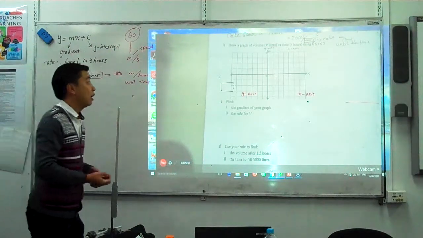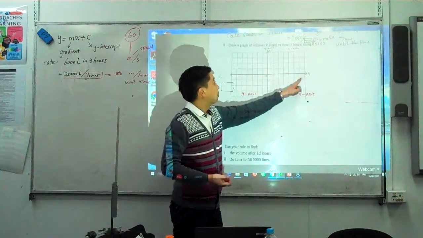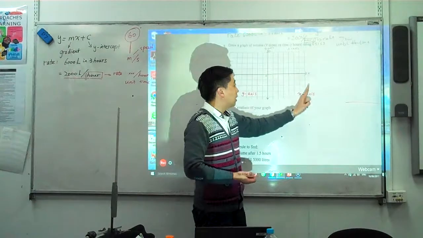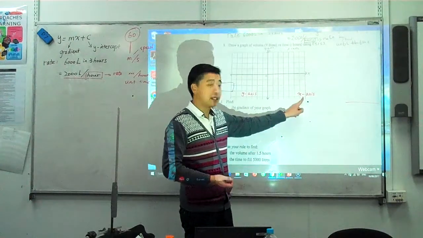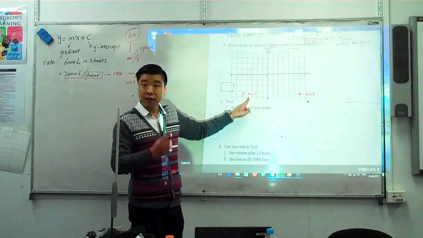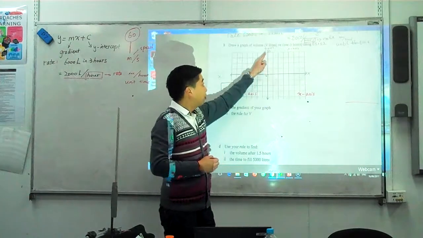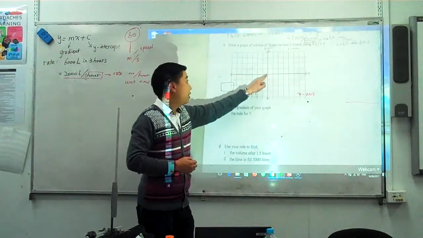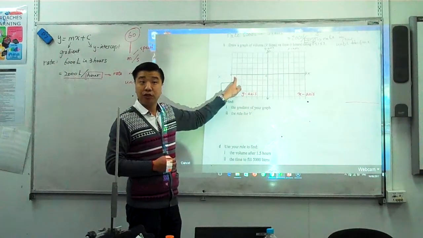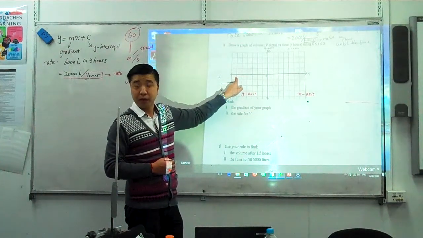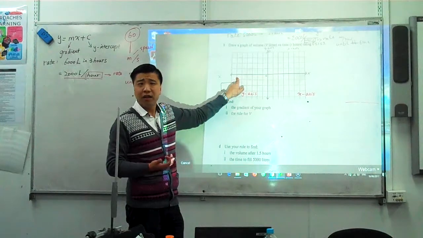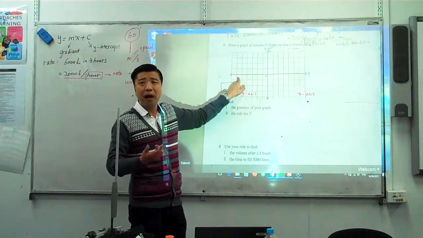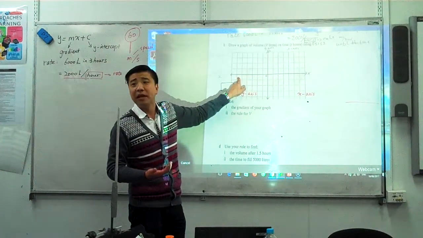All right? Okay. Now, for this one, some people say this is x. Just now I said x is the time, and y is the volume. Now, you draw x. This means that is positive. This is negative. Do you need negative? No. Why? Because you cannot have negative 1 hour. That does not make sense.